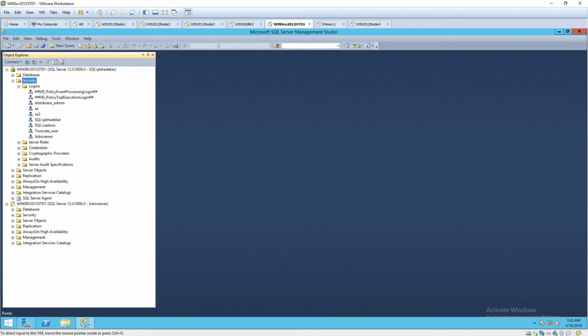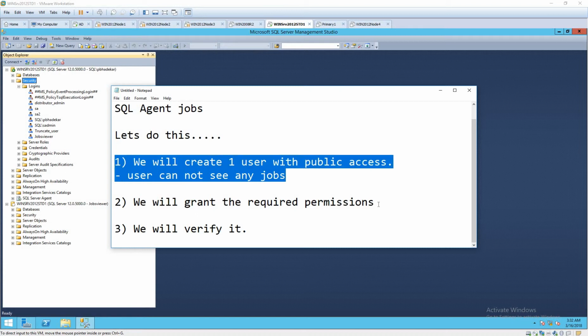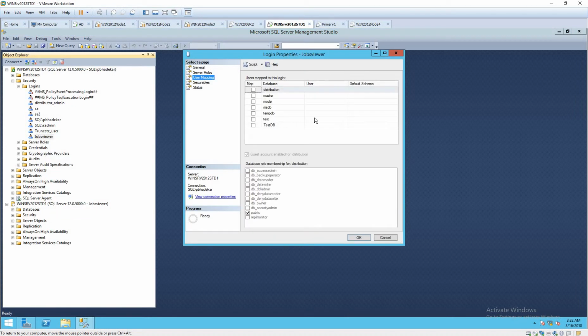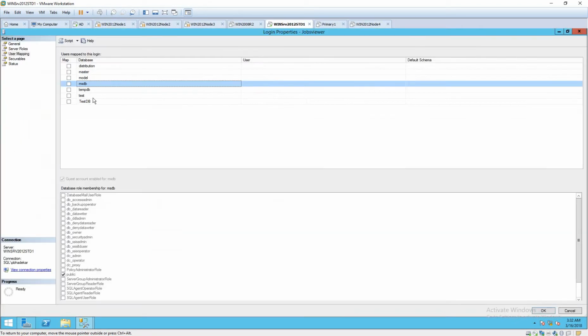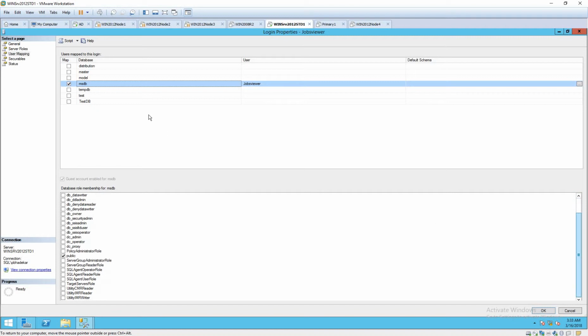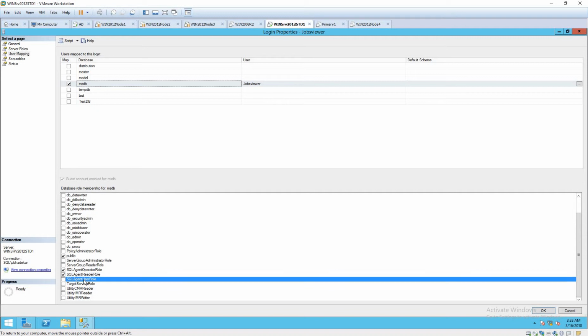So the next step, we are done with the first step. Second step, we'll grant the required permissions. We need to grant permission on the MSDB database to this user. If you see, there are a number of database roles for the MSDB database. You can't see these for any other database apart from distribution. We'll talk about the distribution database and replication role in another video. MSDB has a few other roles. If you concentrate on these three: SQL Server Agent Operator, SQL Server Agent Reader, and SQL Server Agent User role. So what are these three roles?